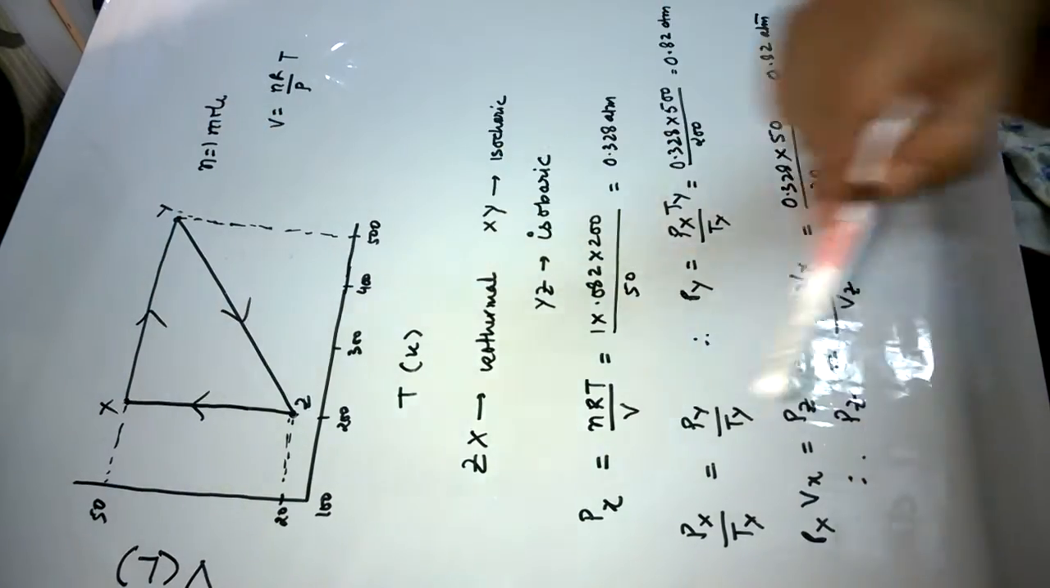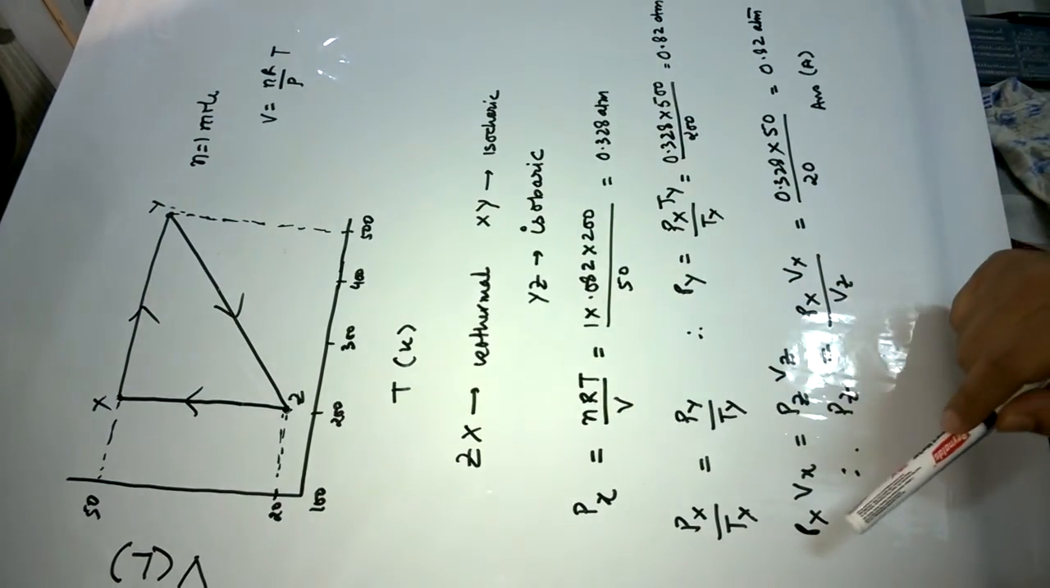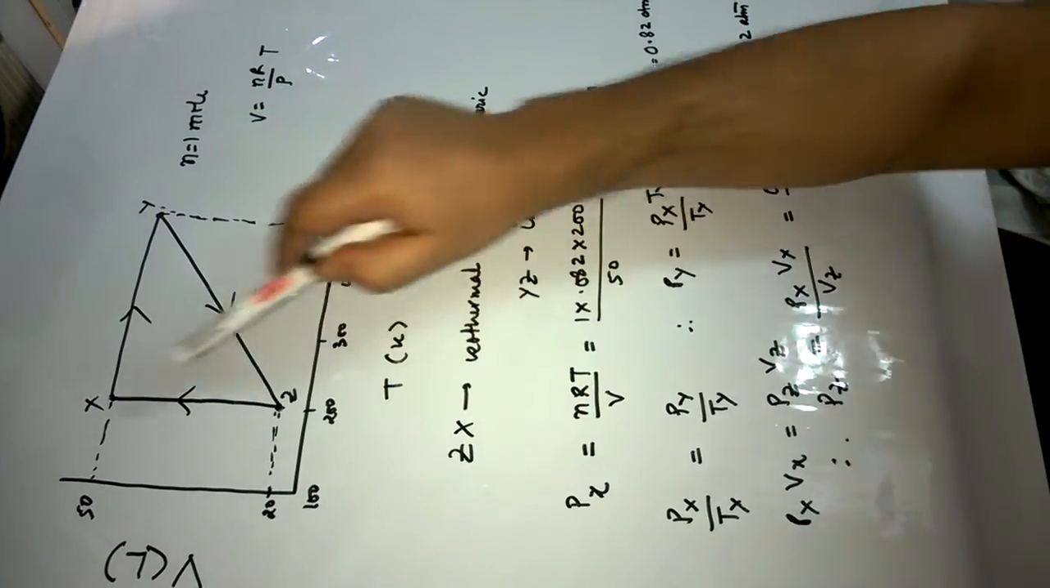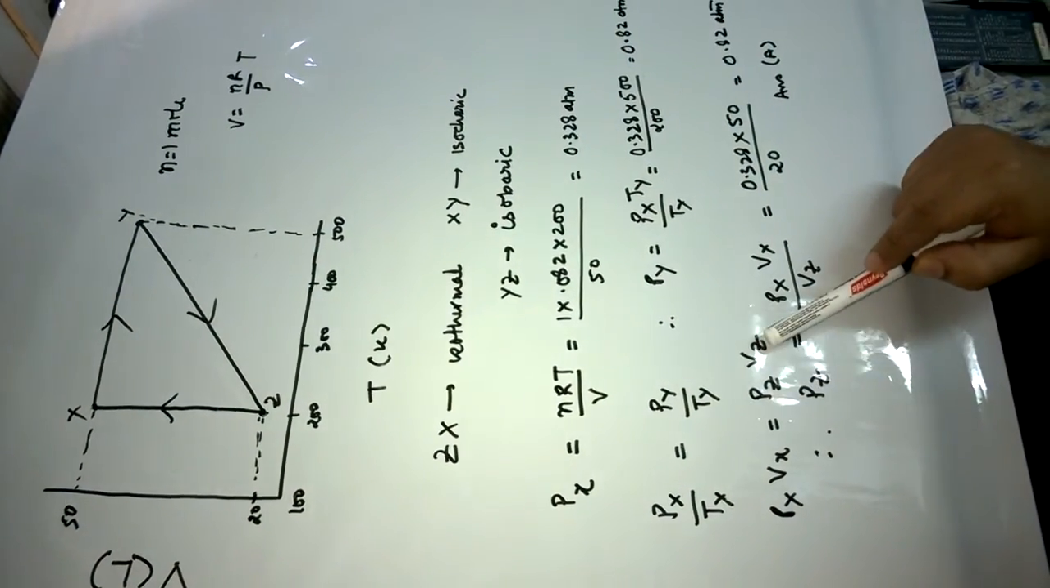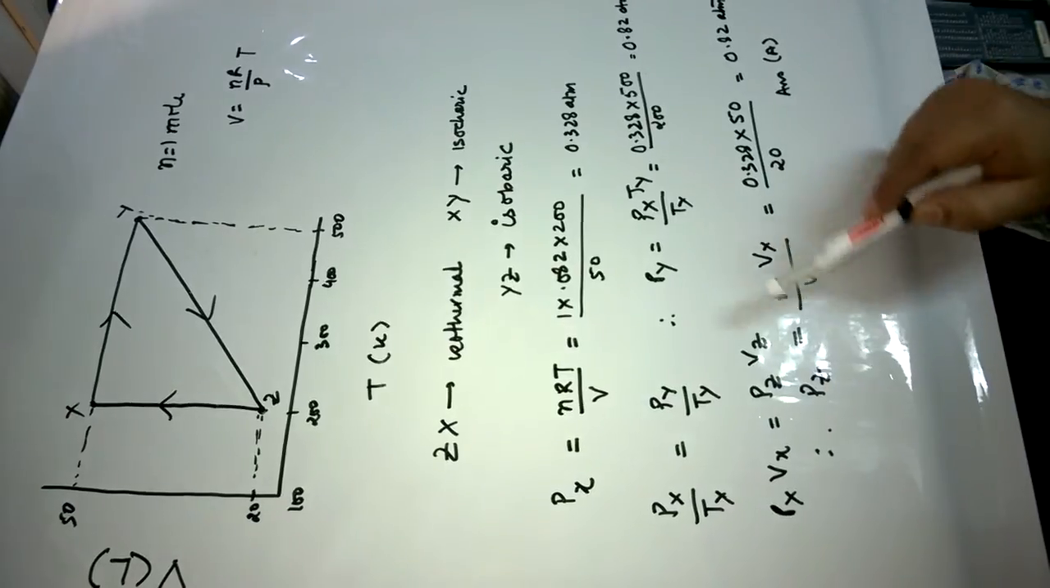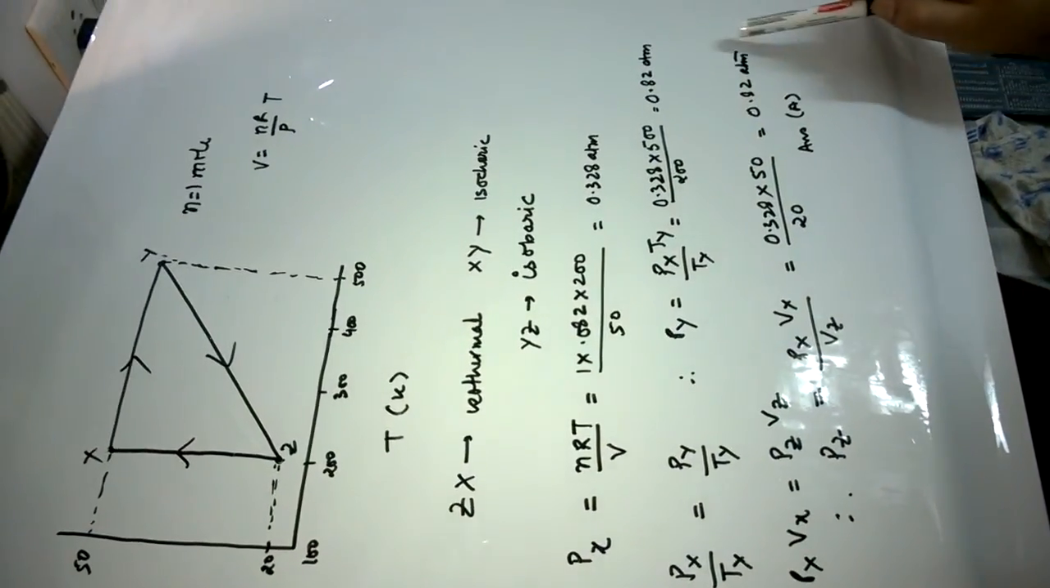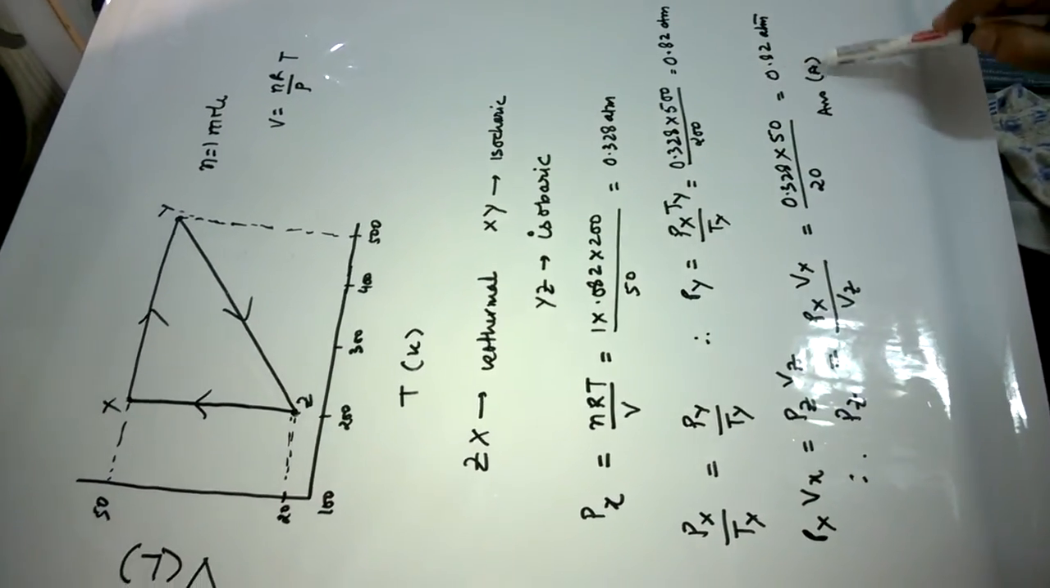Similarly, for ZX process, it's an isothermal process, and therefore the product of pressure into volume at X and Z has to be the same. So Px into Vx is equal to Pz into Vz, and Pz by similar calculations will give us 0.82 atm. Therefore the answer will be A.